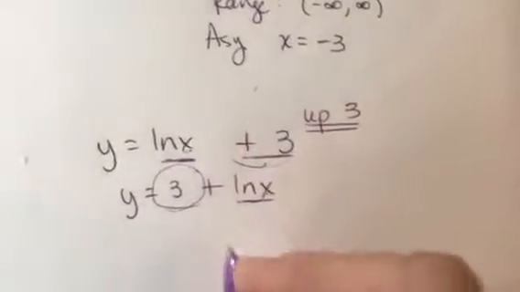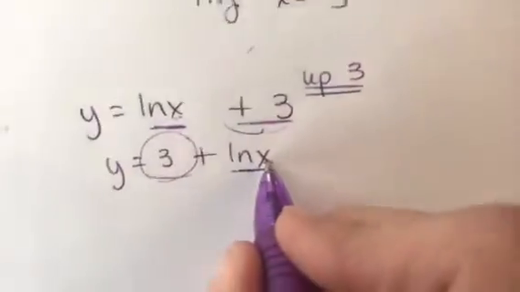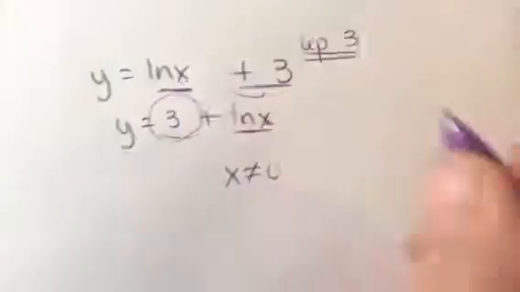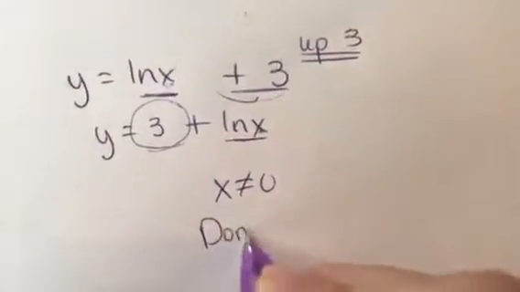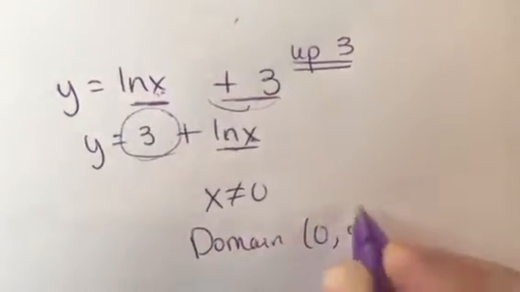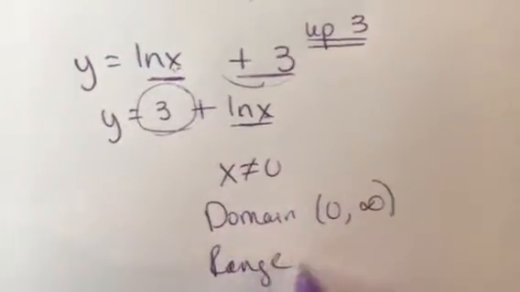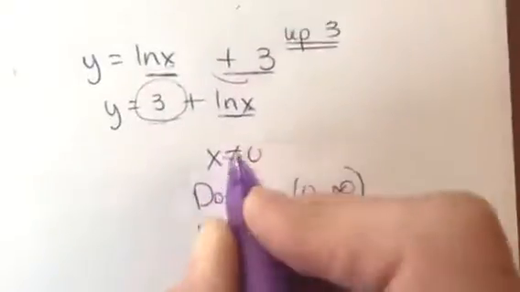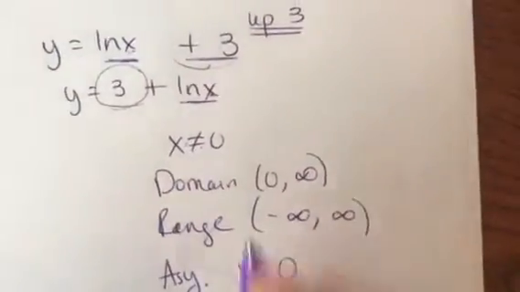So my asymptote is still, I can't let x be 0. x can't be 0 because I can't take the log of 0. So my domain would be 0 to infinity. My range is always all real numbers. And my asymptote is what x can't be, so it would be x equals 0.